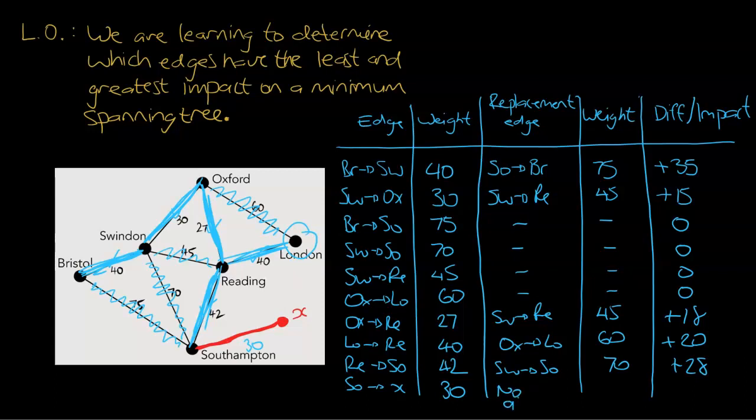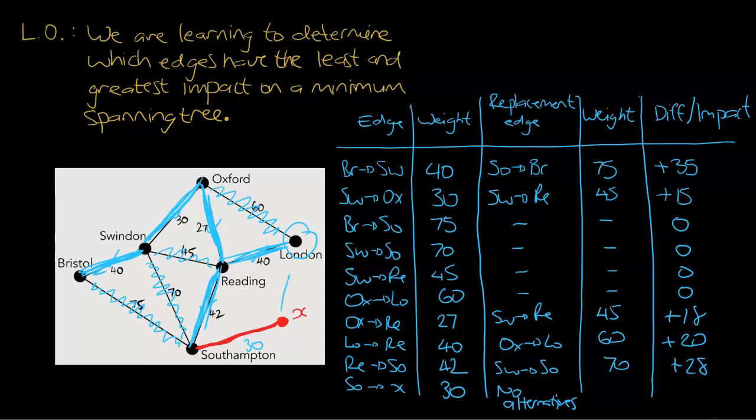So we'll write no alternatives. And this one here is a bit annoying because how can we figure out the difference? So when you think about this one here, we need to think a bit outside the box.